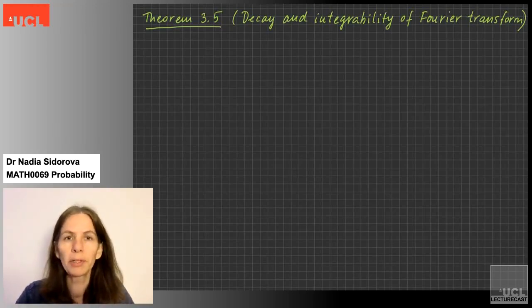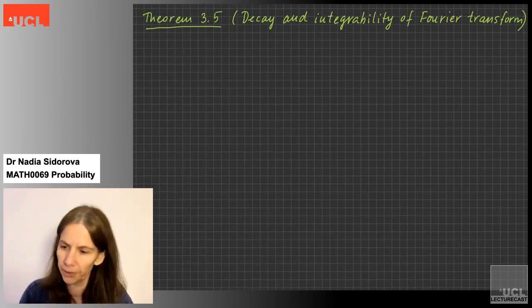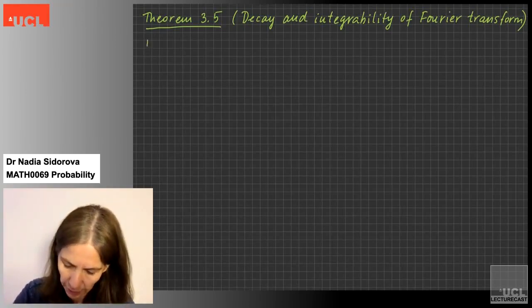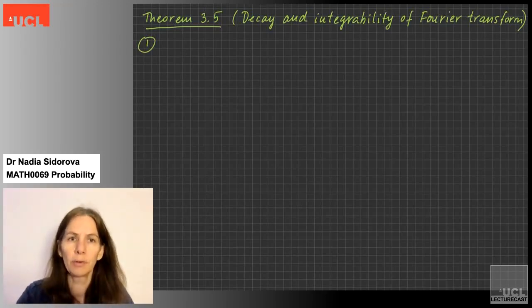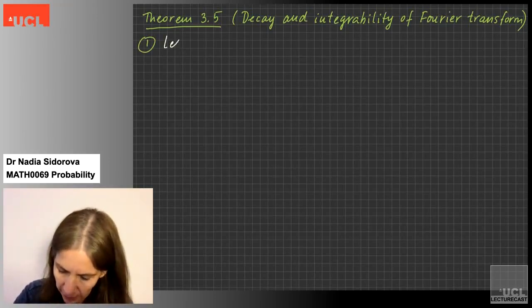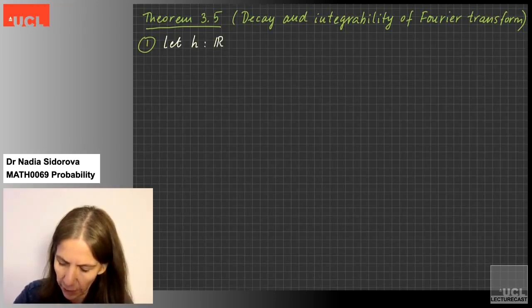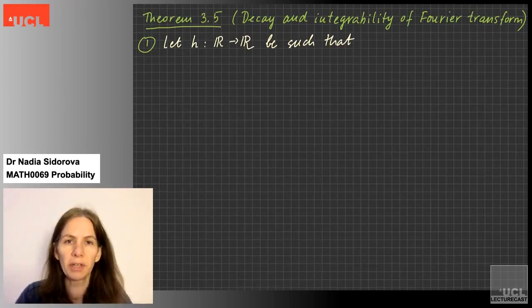And we will state and prove a more general theorem to see where integrability comes from in general. And then the last part of this theorem will give us the results which we are mostly interested in. So the general theorem, the first part, which will be the general part, says that if we have a function for which we will be doing the Fourier transform, so let h be a function from R to R, be such that the following three conditions are satisfied.